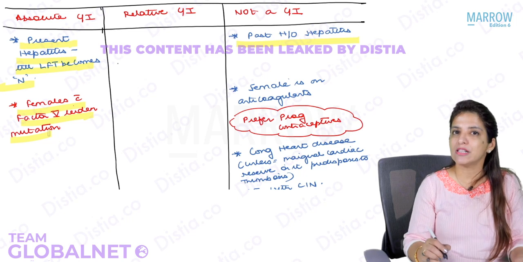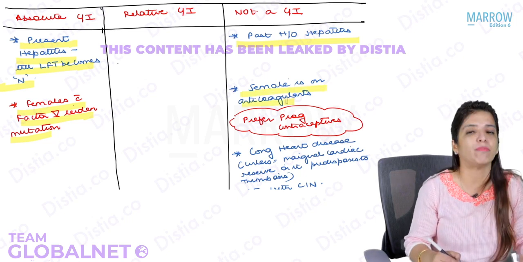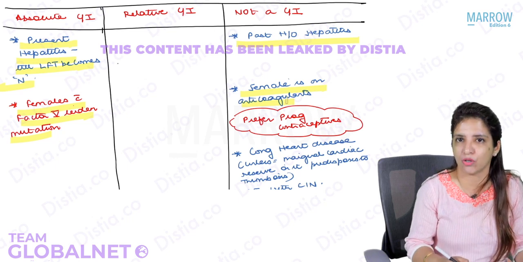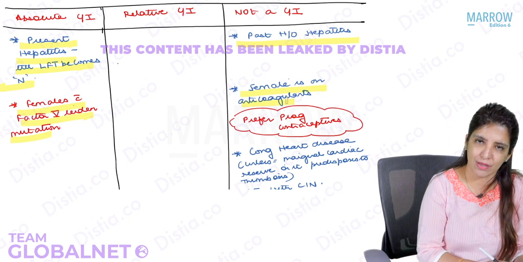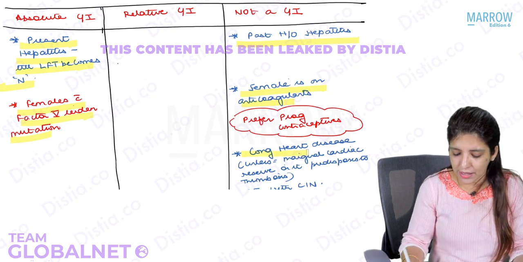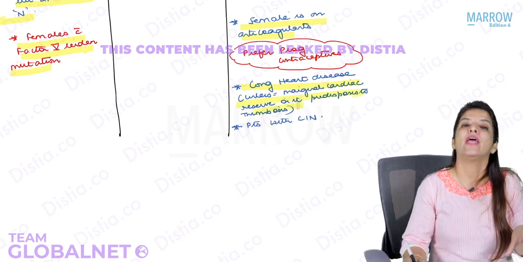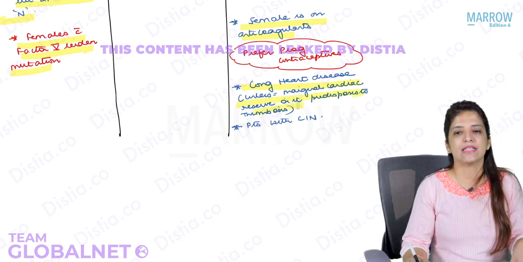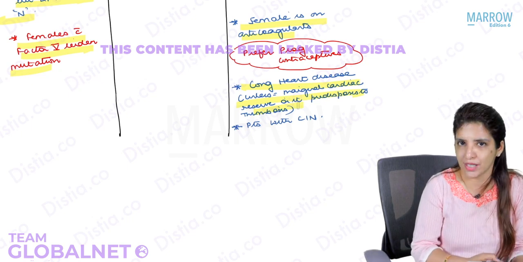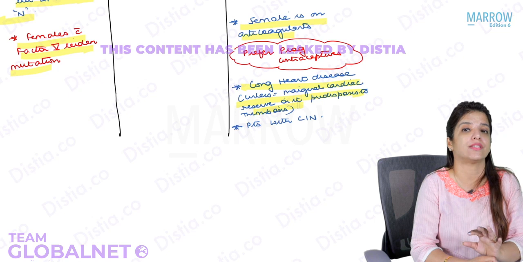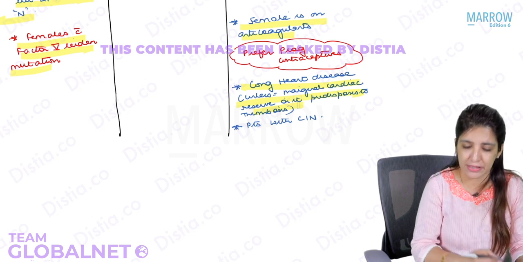Females who are on anticoagulants, that's not an absolute contraindication, but if your patient is on anticoagulant, we prefer using progesterone-containing contraceptives. Similarly, congenital heart disease is not an absolute contraindication. Now, if congenital heart disease is predisposing to thrombosis, yes, then it becomes a contraindication. But otherwise, congenital heart disease is not a contraindication for using oral combined pills.